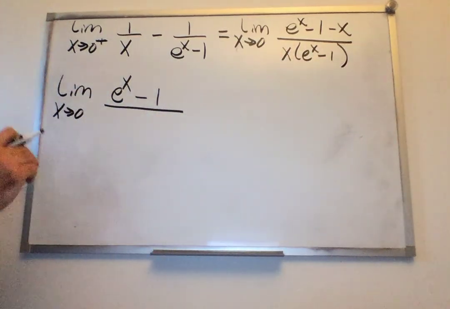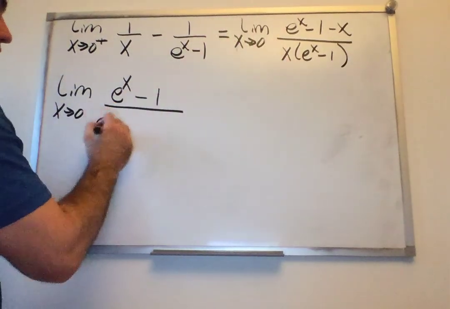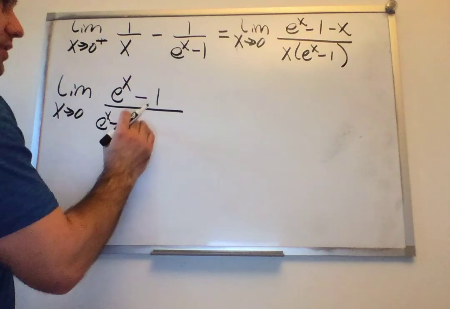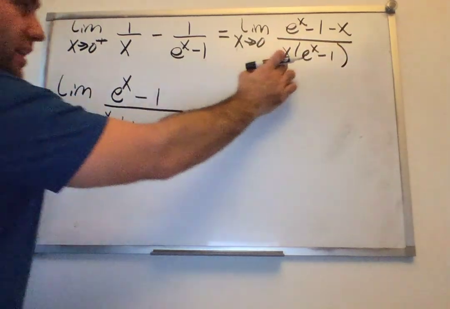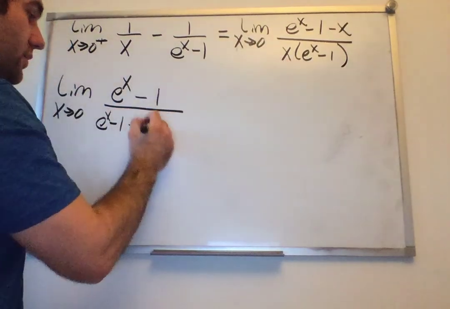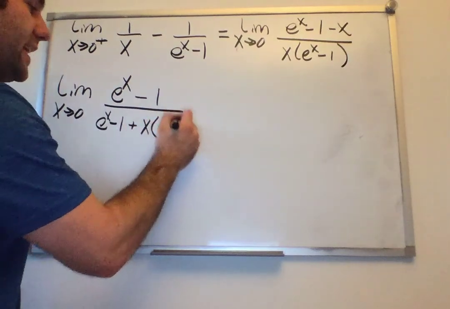I have to use the product rule. The derivative of the first one, which is e to the x minus 1, is just e to the x, times the second one, which is just 1 times e to the x minus 1, plus the first one times the derivative of the second one, which is just e to the x.